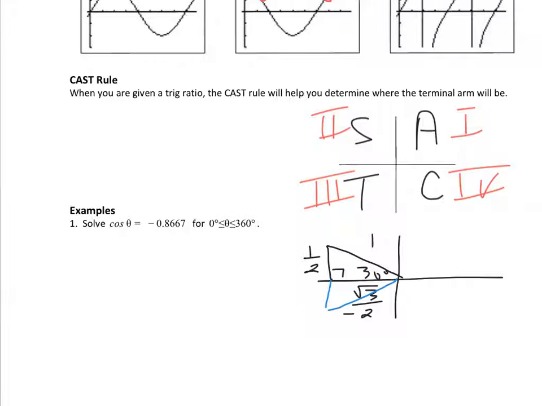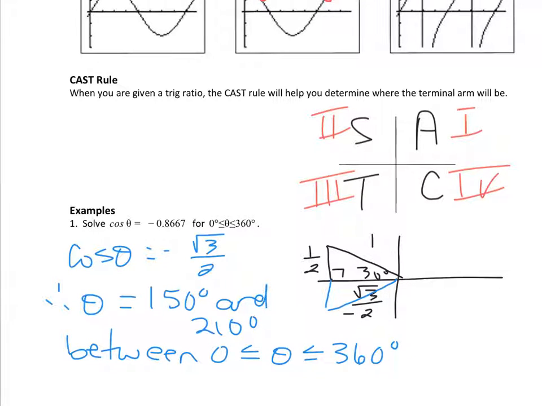So you have to remember that even though we're looking at the related angle to get our ratios, it is the terminal angles that we are looking for, because that is how far you have gone around the unit circle to get to that related angle. So therefore, theta is going to be 150 degrees and 210 degrees, between 0 degrees being less than or equal to theta, which is less than or equal to 360 degrees.